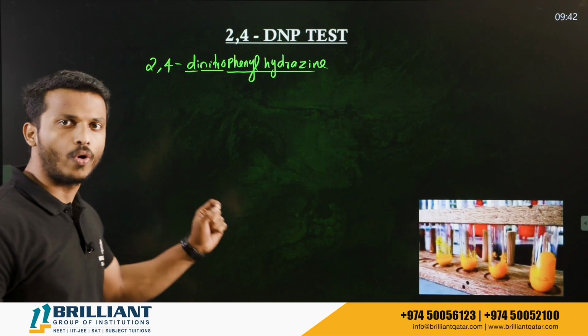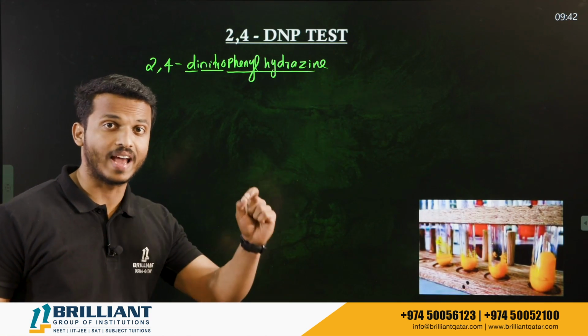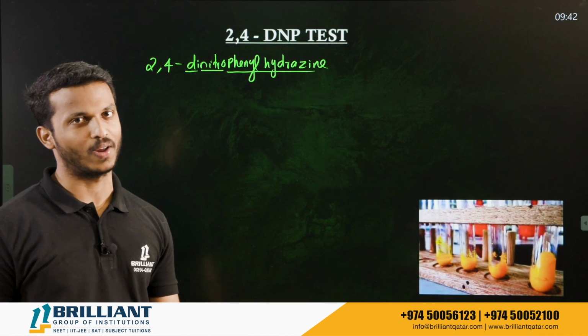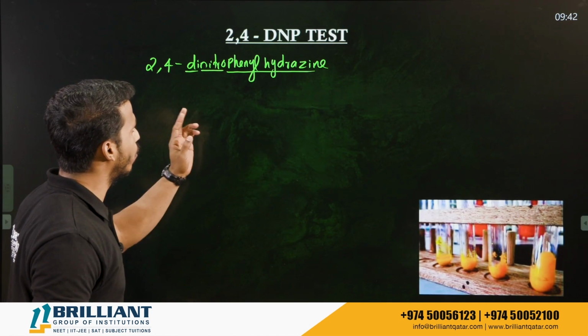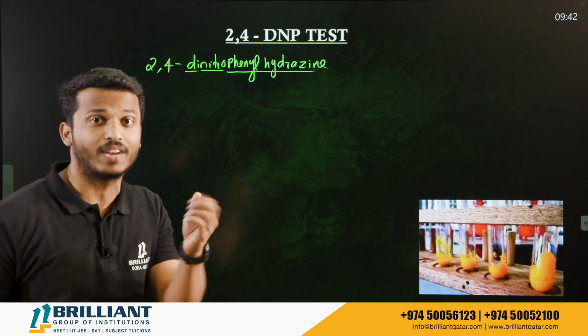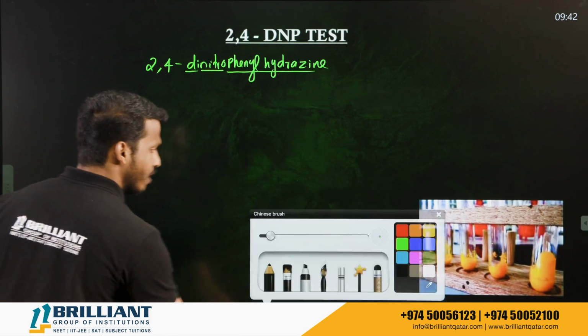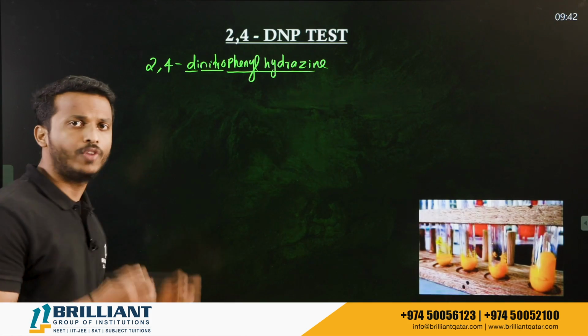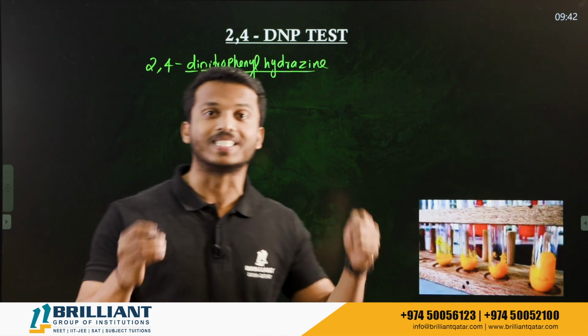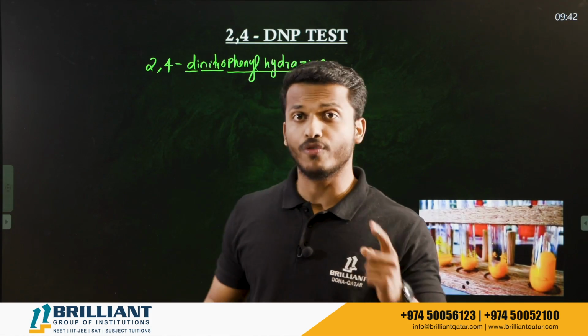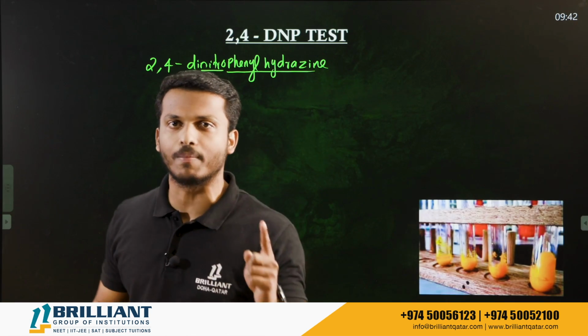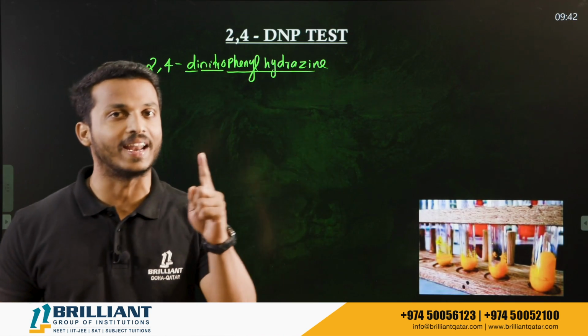So 2,4-dinitrophenylhydrazine is the compound. Dear all of you, 2,4-dinitrophenylhydrazine is the reagent we are using in the 2,4-DNP test. Then, first of all, you have to know which compounds can give this test. The 2,4-DNP test is given by all aldehydes and ketones.